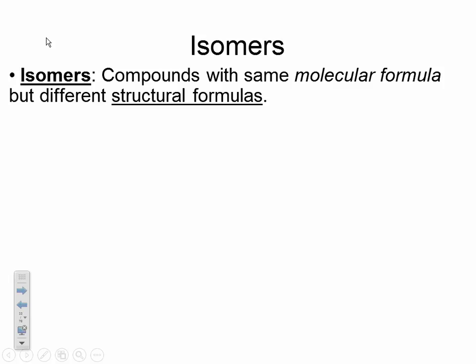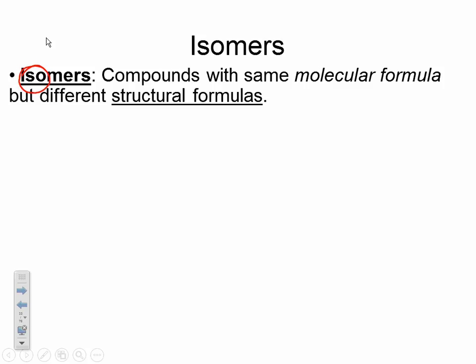But the first thing that I want to point out is that we've seen this prefix, iso, before. We've seen it when we were talking about isotopes. We talked about isotopes back when we did atomic structure. Isotopes are atoms that are the same element, meaning they have the same number of protons, but they have different numbers of neutrons. They have different mass numbers. Same element, different mass number. Same number of protons, different number of neutrons.